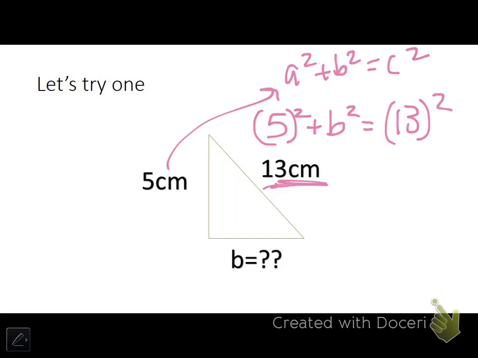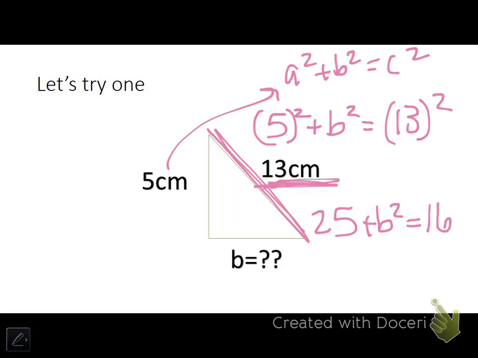Hypotenuse is always after the equal sign, always. So this long line here is always after the equal sign. So we're going to take 5 squared to get 25. And our 13 squared is 169. So now we got to get b by itself.